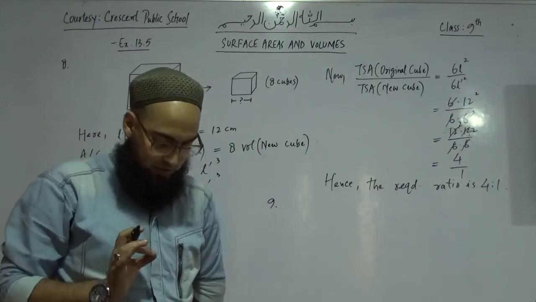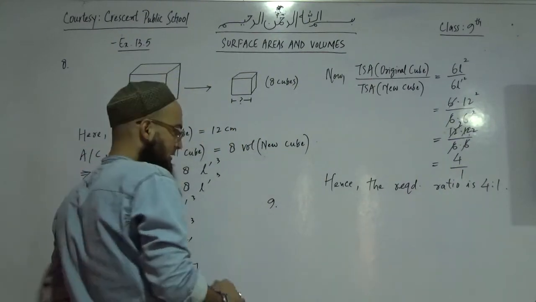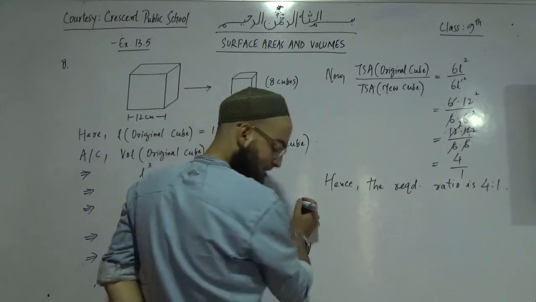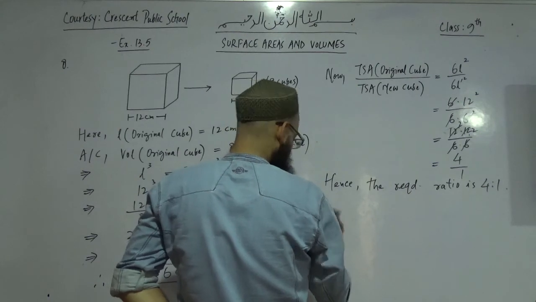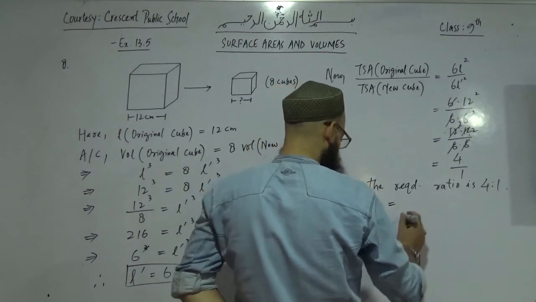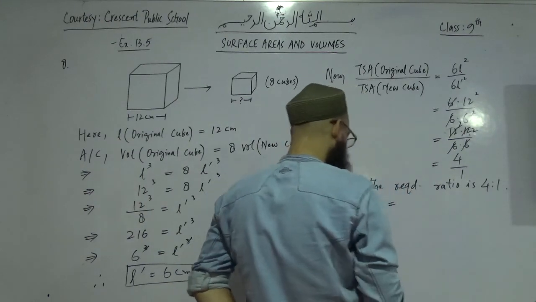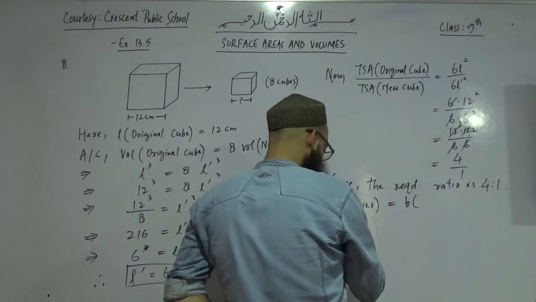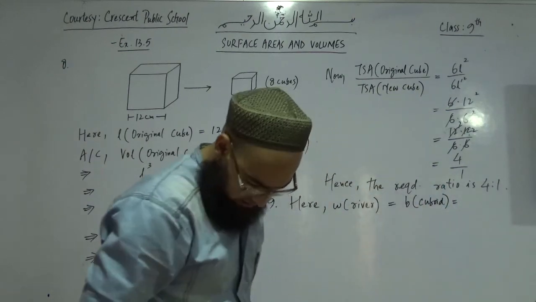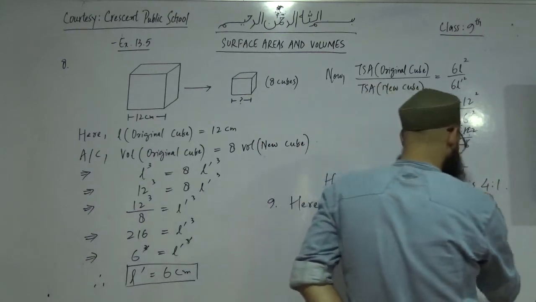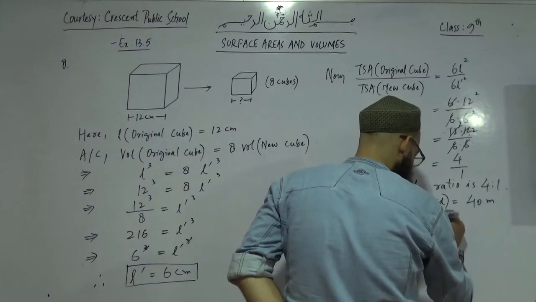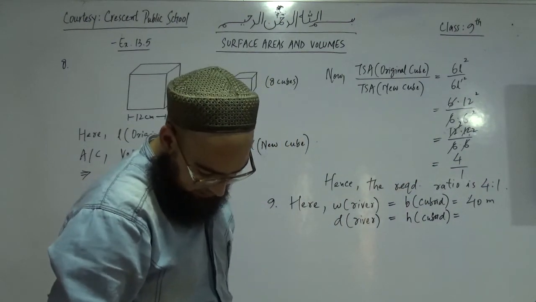So you have a river which is 3 meter deep and 40 meter wide. Here the width of the river will be treated as the breadth of a cuboid, and that is 40 meter. Then the depth of the river will be treated as the height of the cuboid, and that is 3 meter. It's 3 meter deep.